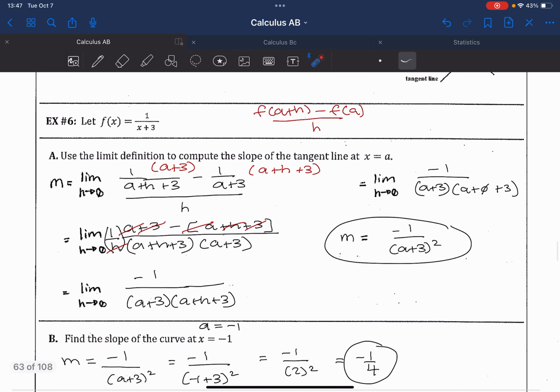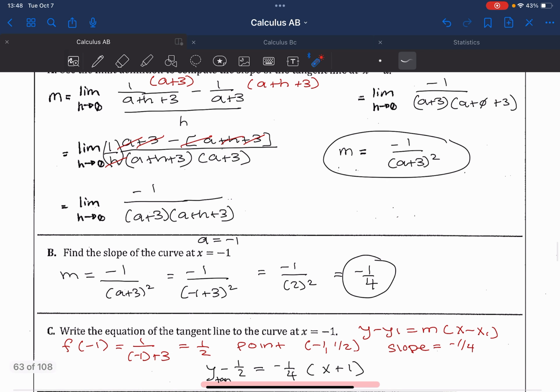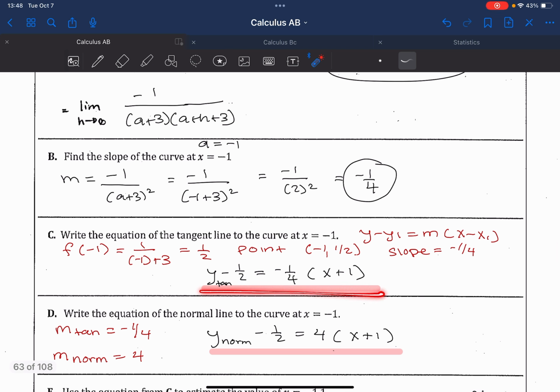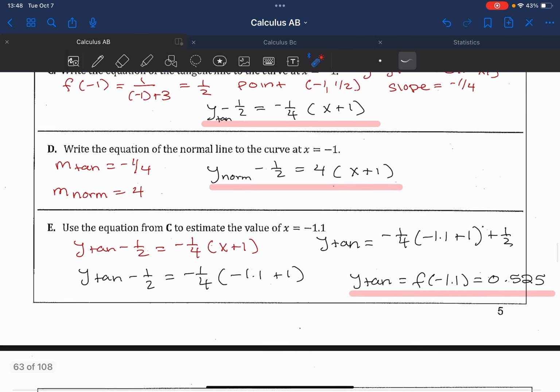So in this example, we are given a function. We have to use the definition of a derivative in order to find our slope. Once we find our slope, we plug in the value they give us. That is going to be the slope of our tangent line. From there, we're able to write our tangent line equation and our normal line equation, because the opposite reciprocal of negative 1/4 is just 4. Notice nothing else changed.